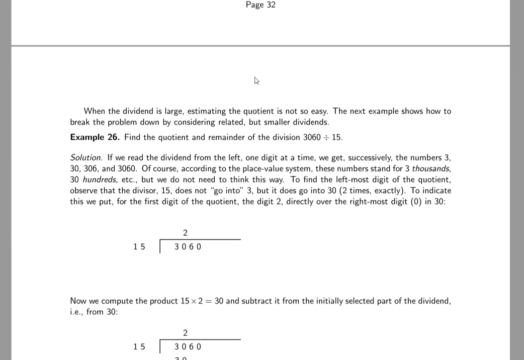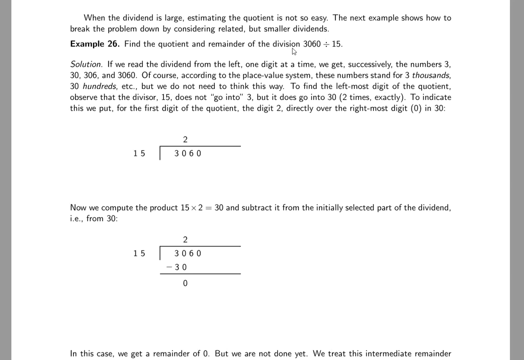Here's a trickier example. You have to be a bit careful with zeros. So here we have 3060 divided by 15. Some bigger numbers, so we'll use long division. 15 doesn't fit into 3, but 15 into 30 goes twice. So put the 2 over this 0.